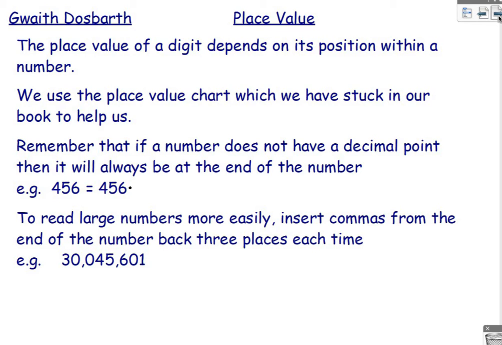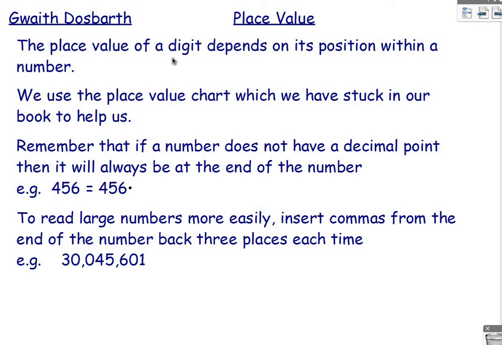In your big books please, can you put the heading Gwaith dosbarth, place value and tachwedd 3. So we're going to look at place value today. I'd like you to copy the following notes into your book in a moment.